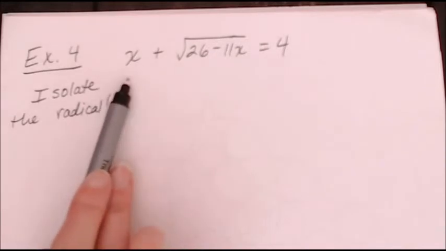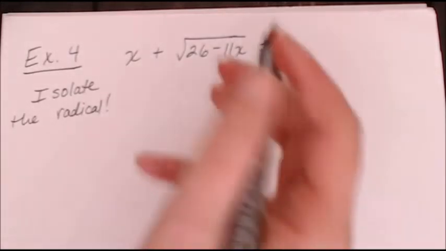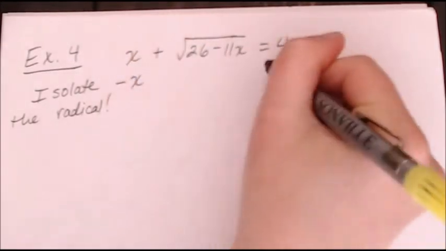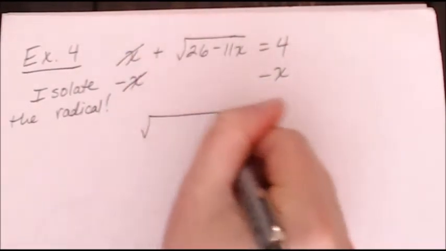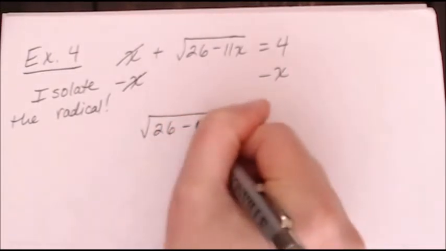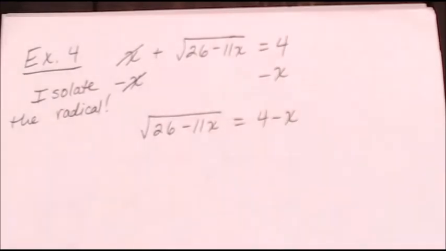So you notice this x out here needs to move to the other side so that I can isolate the square root, or the radical. So I'm going to subtract x from both sides. So I have the square root of 26 minus 11x equals 4 minus x.